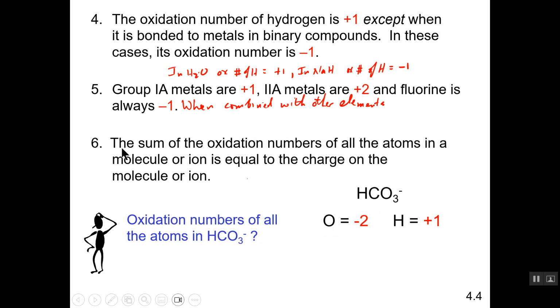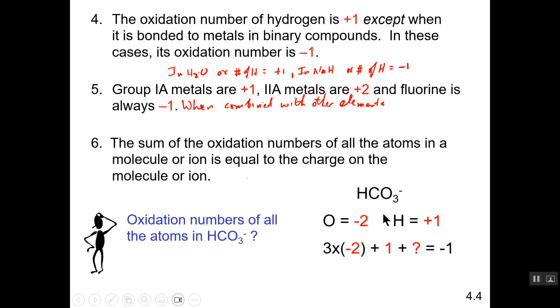Well, we can exploit rule number 6 in order to help us to determine that, because rule number 6 says that the sum of the oxidation numbers of all the atoms in a molecule is equal to the charge. So we know that the oxidation number of hydrogen plus 3 oxygens plus the carbon is equal to -1. So we can set up an equation to solve for the oxidation number of carbon. So 3 times -2, which takes into account the oxygens, right? There's a 3 here because we have a subscript of 3 here in the formula.